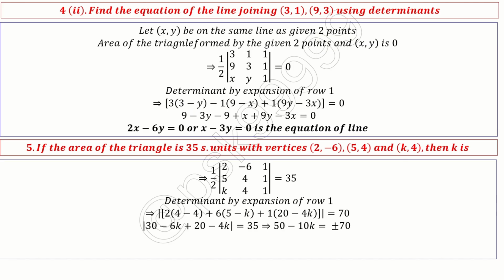So if you simplify it, what you will get is 50 minus 10k equal to plus or minus 70, because you are removing the modulus, you will get plus or minus on the other side, so plus or minus 70. Now it is simple. 10k equal to either 120 or minus 20, so k is equal to 12 or minus 2.